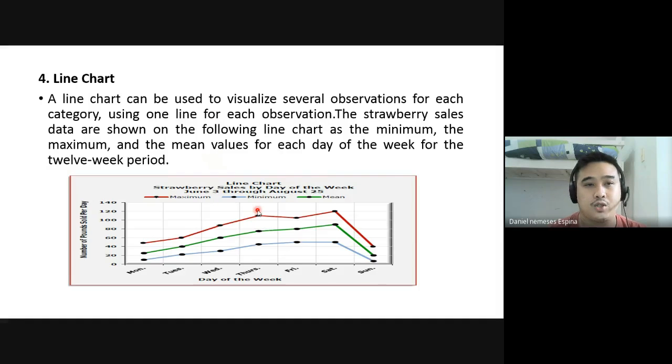Another tool is the line chart. A line chart can be used to visualize several observations for each category, using one line for each observation. The strawberry sales data are shown on the following chart as the minimum, the maximum, and the mean values each day. Same color: red is for maximum, blue is minimum, and green is for mean. As you can see, the three lines almost have the same pattern.